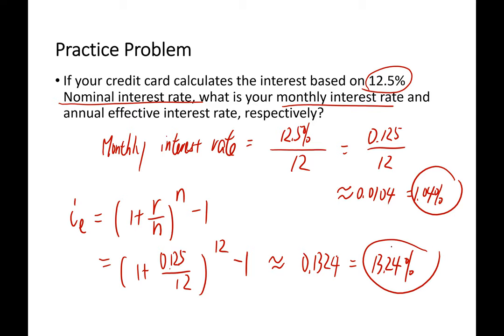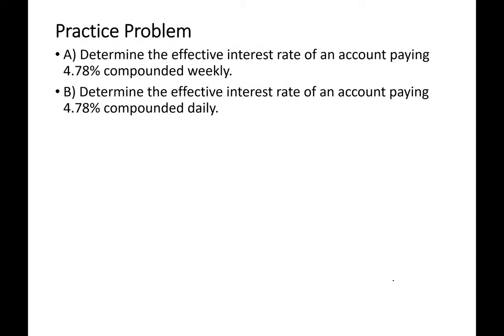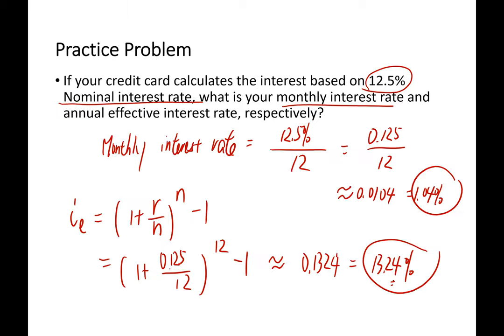So that's going to be the effective interest rate. This is the APR, the actual borrowing cost. So actually the credit card company is charging you 13.24% APR instead of the nominal rate of 12.5%. So in essence, you pay more towards your credit card account. Any question on this?